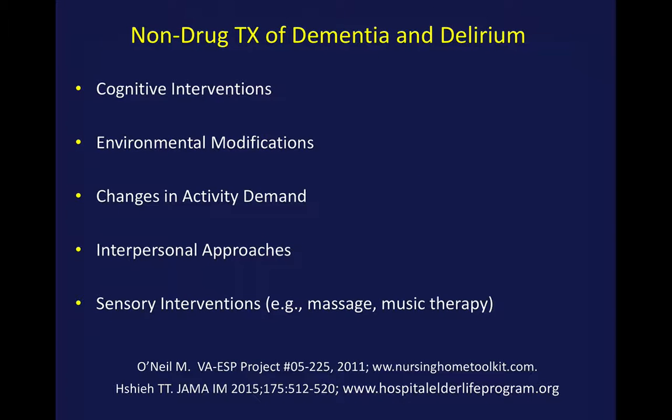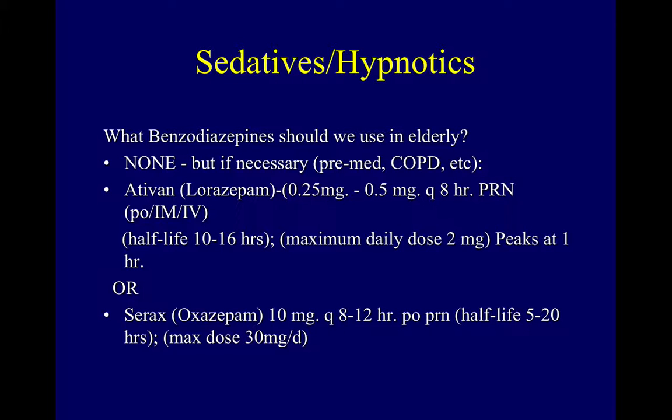So when we think about treatment of dementia, delirium, and behavior symptoms, try cognitive interventions. I've seen patients where you just get them to focus on a task or to sing, or light therapy, interpersonal approaches. And if you don't feel comfortable with these, refer them to different therapists who have good expertise in these areas.